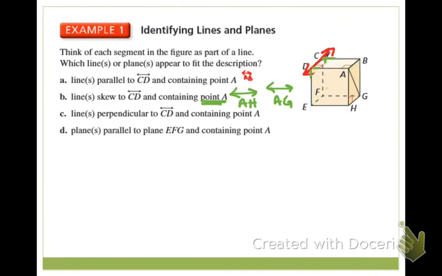All right, and then letter C, it says a line that is perpendicular. So perpendicular means they intersect and do what? They form 90 degrees. So what line will intersect with CD that contains point A? AD or DA, same thing. AD or DA, either way.